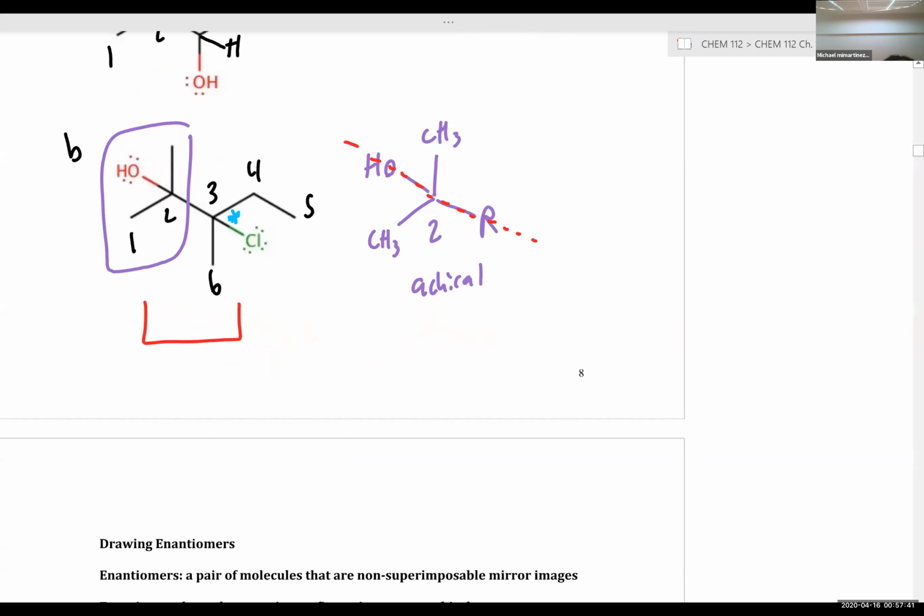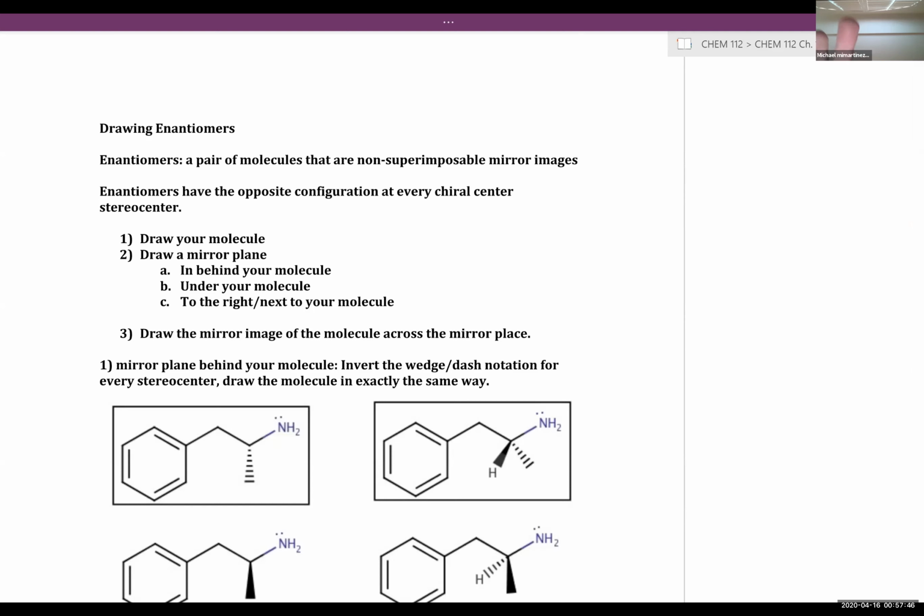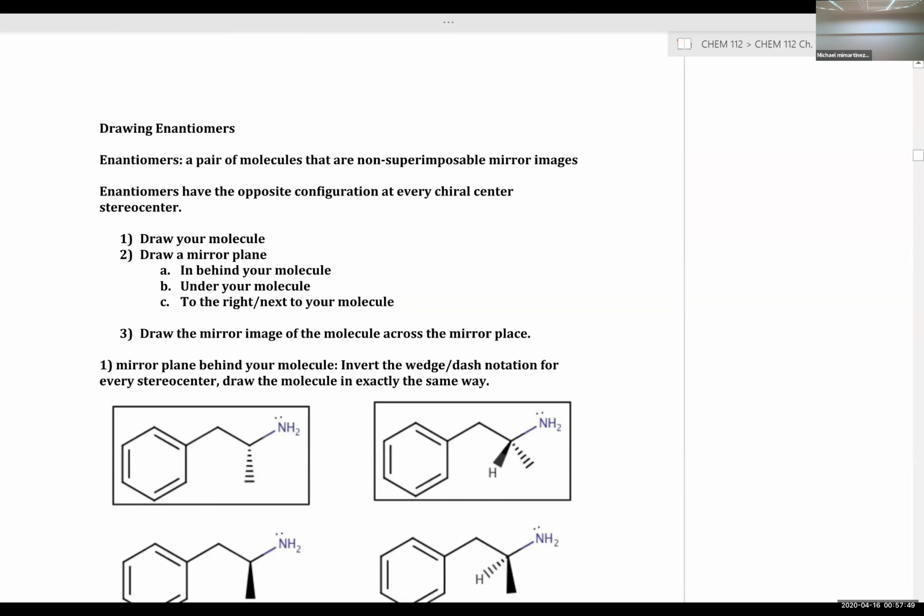Good, so I'm really pleased with how everyone's been doing so far. What we're now going to do is really focus on a step-by-step guide on how to draw enantiomers. So enantiomers, remember, are a pair of molecules that are non-superimposable mirror images. Remember your hands, how they don't perfectly overlap? They're non-superimposable mirror images. Okay. Enantiomers, more specifically, have the opposite configuration at every chiral center, stereocenter. Okay, so they're completely flipped.